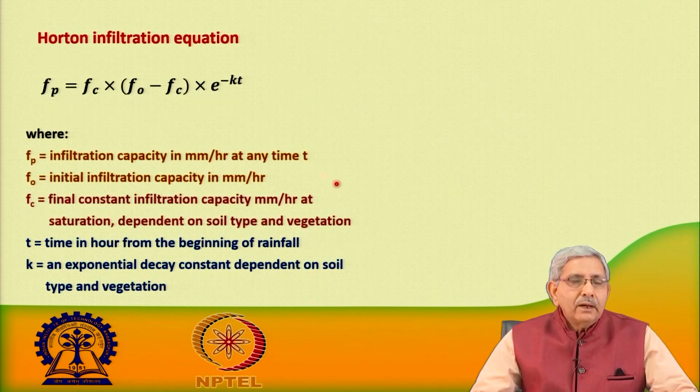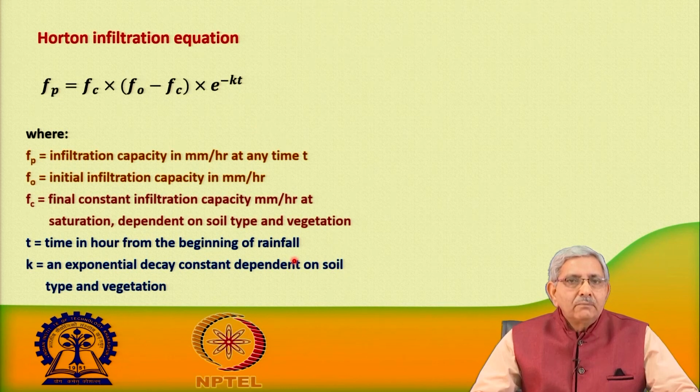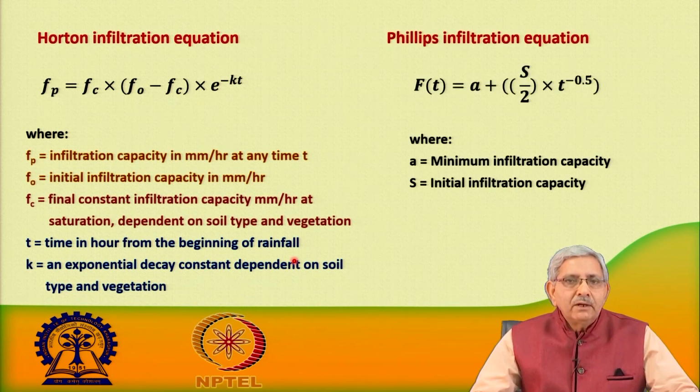Okay, so there are other infiltration equations which are used. One is Horton's equation. These equations are superior to the Kostiakov equation, and are used mainly in hydrologic studies. The values of k as well as f naught and f c are obtained by conducting experiments. Then Phillips equation is another equation. So, these are some important equations which are used, with their constants established.